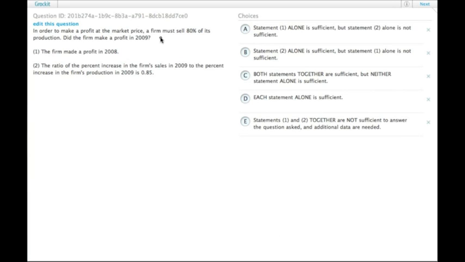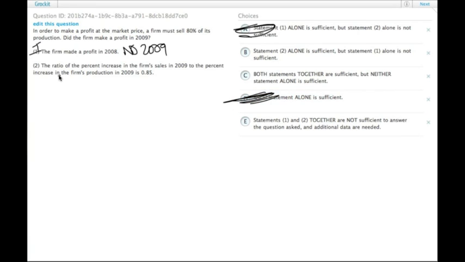So in order to make a profit, this firm must sell 80% of its production. Did the firm make a profit in 2009? Statement 1 tells us that it made a profit in 2008, but we have nothing about 2009, so we have no way of answering the question. Statement 1, totally insufficient. Get rid of A and D.